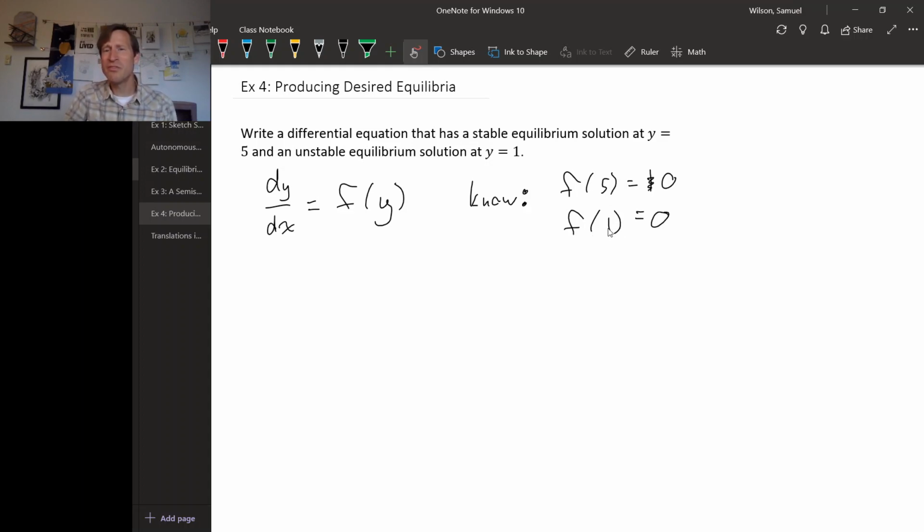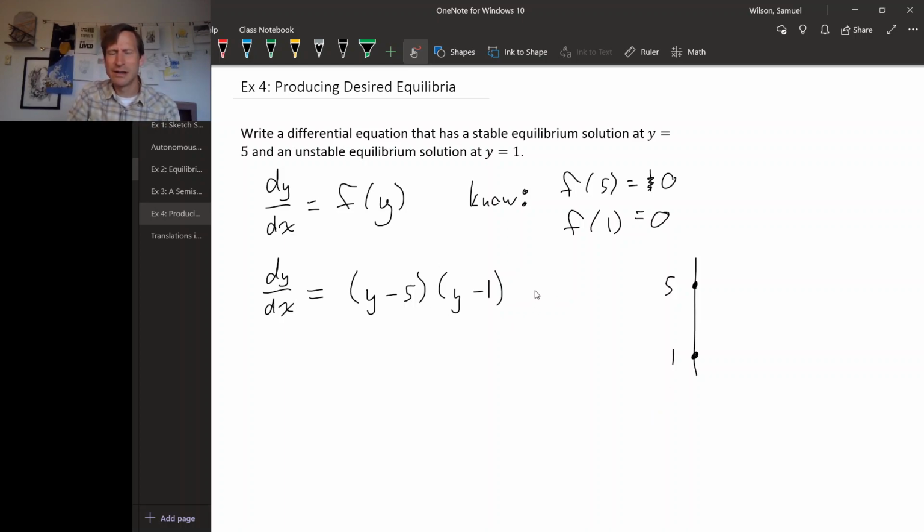So we just need to come up with some function that has zeros at 5 and 1. Polynomials are a nice class of functions where it's easy to specify what the zeros are. So we can have a 0 at 5 if we put y minus 5 in here, and we can have a 0 at 1 if we put y minus 1 in here. Okay, so let's see if this works. Just because of where the zeros are, we know that we have these two equilibria, but if we multiplied this out, we get y squared minus 6y plus 5.